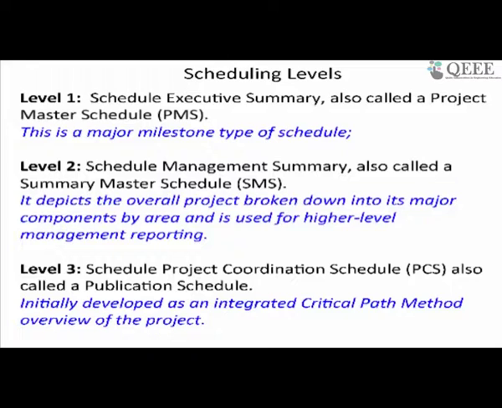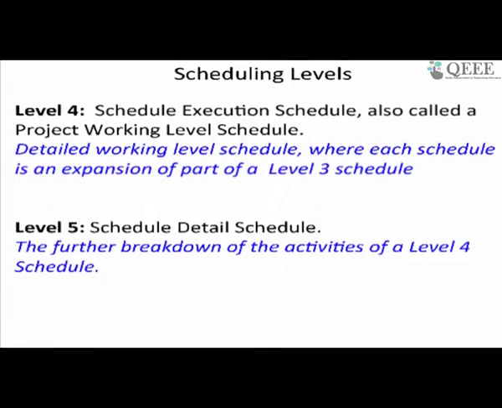Somebody asked a question about a milestone schedule yesterday. So level 1, level 2 can be at master milestone level. They need not be at a critical path level, which is the level 3 schedule. After we get to level 3, we get to even more detailed schedules. Level 4 and level 5 are at the execution level.